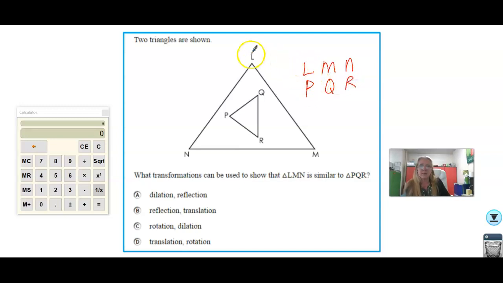So L goes with P. There was definitely some kind of a rotation too, wasn't there? There had to be a dilation, so we made it smaller and then we rotated it. Let's see, does Q match up with M? Yes, it does. Q and M match up, and R and N. So this one has been rotated just slightly. So we have a dilation and then a rotation, which means C is the correct answer. Rotation, dilation.